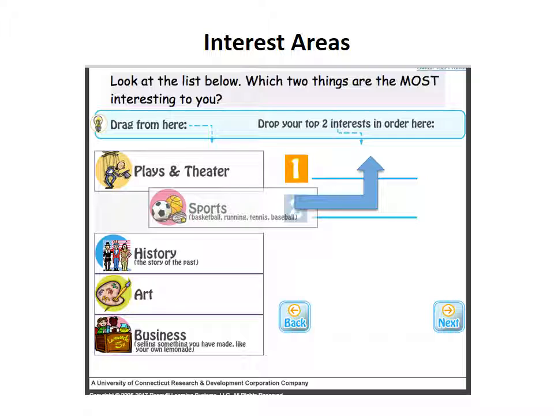For the second type of question, you'll pick your 2 favorite subjects out of the ones listed. For example, if you like sports the best on this list, you can drag sports to the space next to the number 1. This indicates that sports is the most interesting to you among the different subjects on the list. Next, you can drag your second favorite subject to the space next to the number 2. Click Next in the bottom right corner to move to the next section.